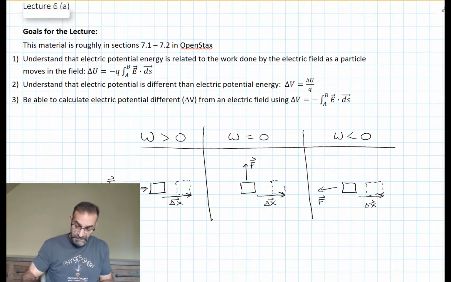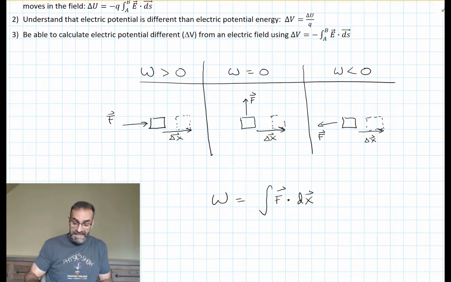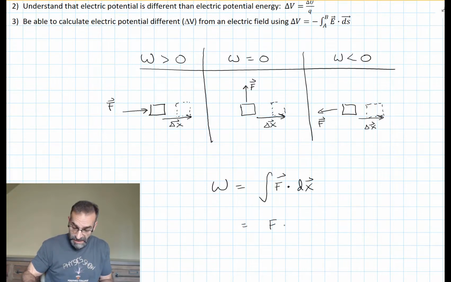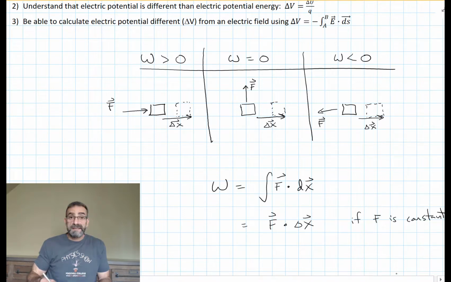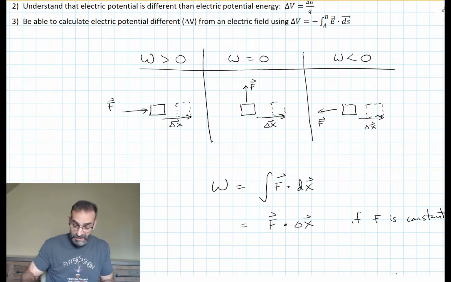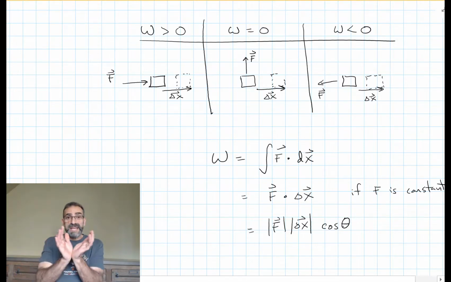So if you remember, work done is the integral of F dot dx. If the force is constant over that distance, it's just a dot product with the force and the displacement. A dot product means that the direction, the orientation between the force and the displacement matters here and determines the sign of the work done. It's the magnitude of the force times the magnitude of the displacement times the cosine of the angle you get when you put their tails together.